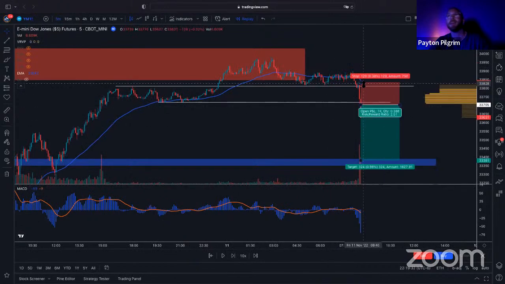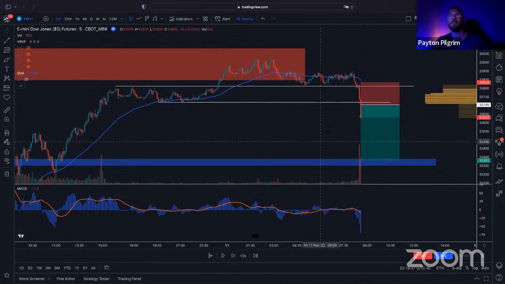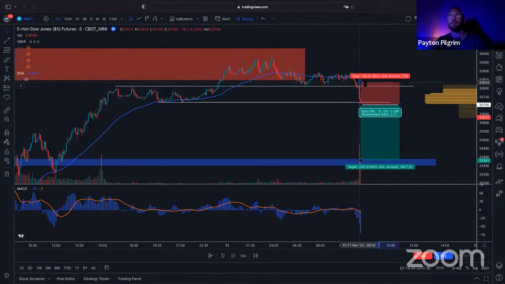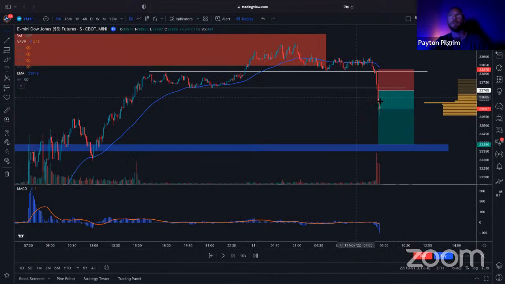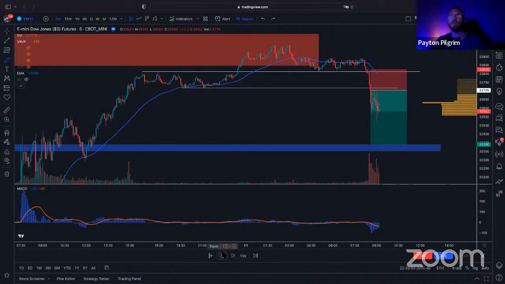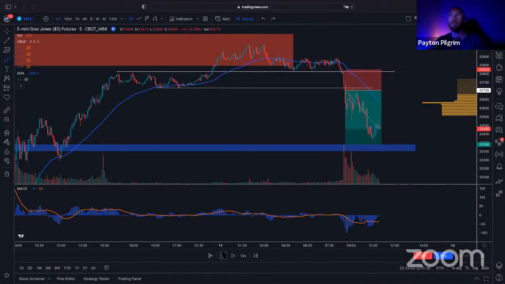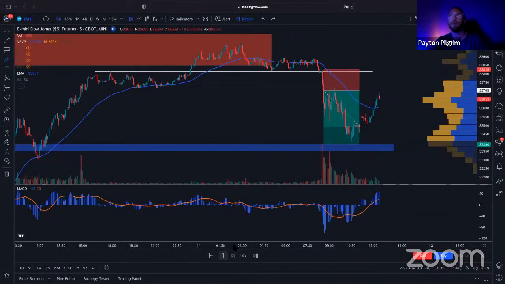Woo, okay. That's nice. Roll straight into it. And the stop would technically have been right at that 5-minute candle. Let's put this right here. Nice. So yeah, this should continue to roll through into this zone where the volume profile was. Right. And it barely missed it.